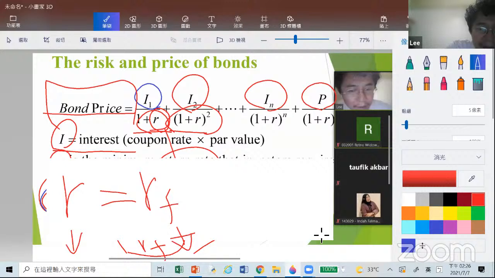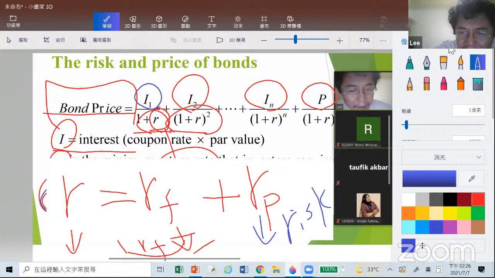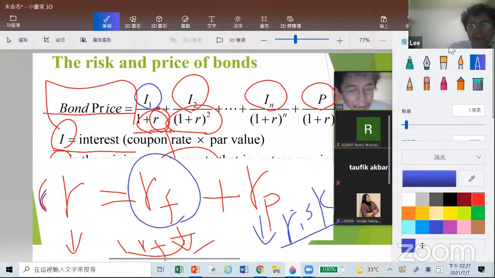Okay, maybe I just use the term risk premium. In fact, this is based on the risk. So normally you are based on a risk-free return plus a risk premium. And the risk premium is based on risk. Higher risk means you have to provide a higher risk premium. Okay, so let's come back here.